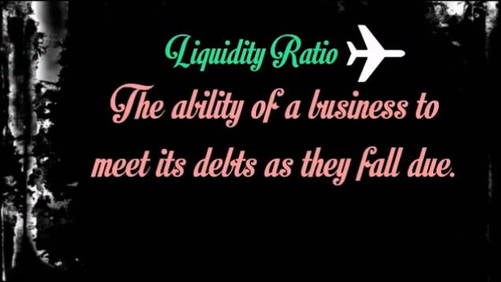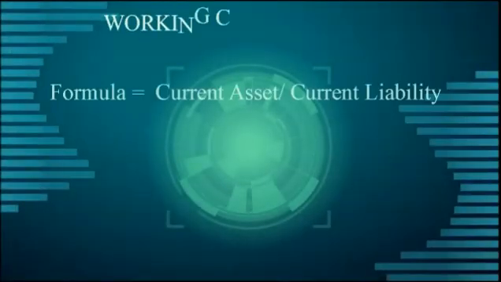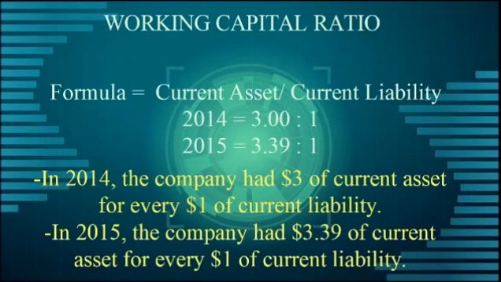Liquidity ratio. It is the ability of a business to meet its debt as they fall due. It can be measured by working capital ratio and quick asset ratio. Working capital ratio. In 2014, the company had $3 of current asset for every $1 of current liability, and in 2015, the company had $3.39 of current asset for every $1 of current liability.